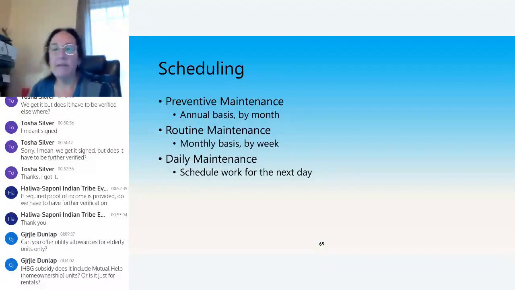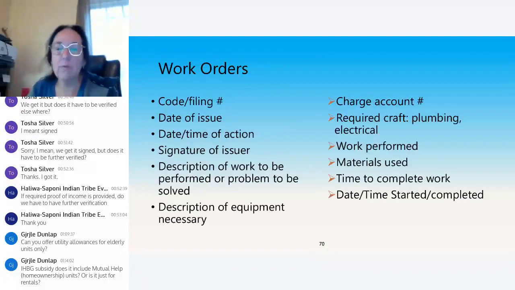Scheduling your preventative maintenance is annual basis by month. Your routine maintenance is monthly basis or by week. Your daily maintenance, you schedule work for the next day. Your work orders, okay? Make sure they're completed. Make sure they're signed off that the work is done. If you charge somebody for maintenance, make sure that you prove and you document that you did that maintenance, because HUD will look for that, okay?